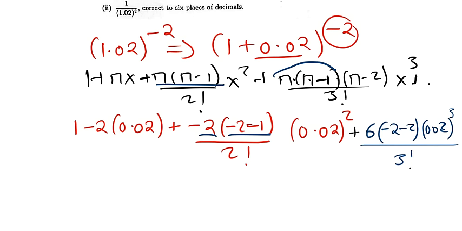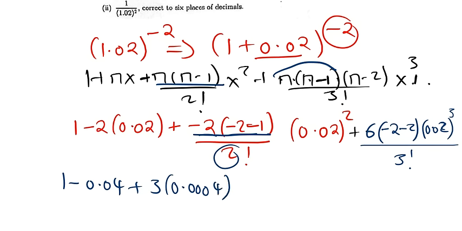So we have 1 minus 0.04. Negative 2 times negative 3 is actually a positive 6, divided by 2 on the bottom. 2 factorial is 2 times 1, which is just 2. So that gives us just a positive 3. Now 0.02 squared gives us 0.0004.